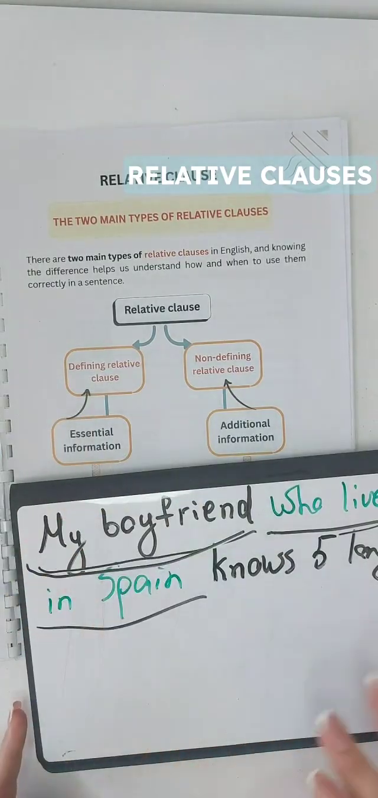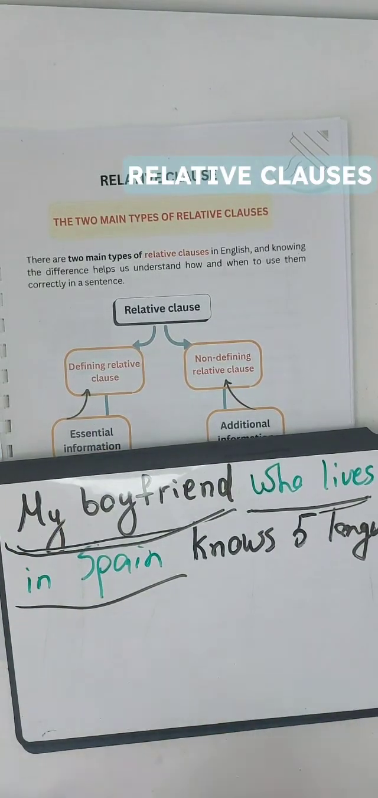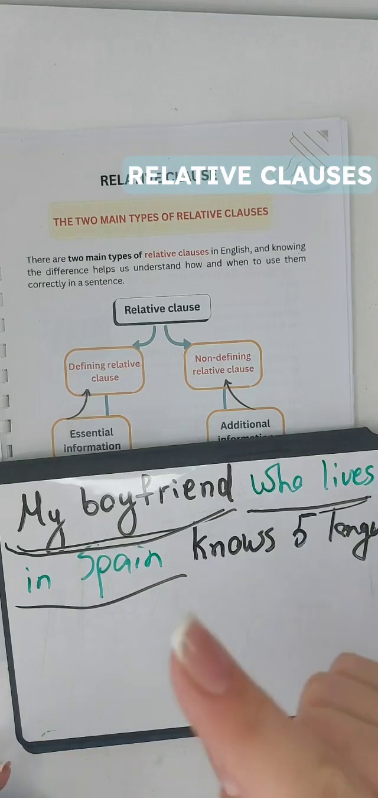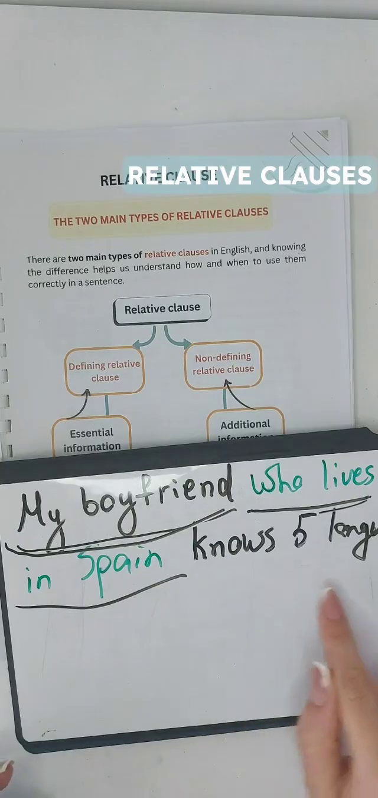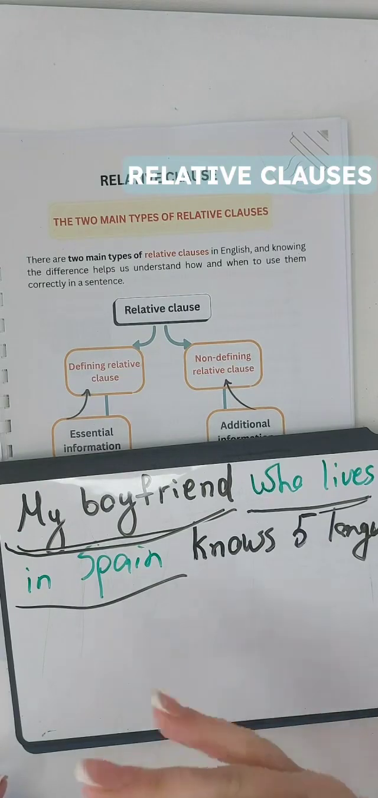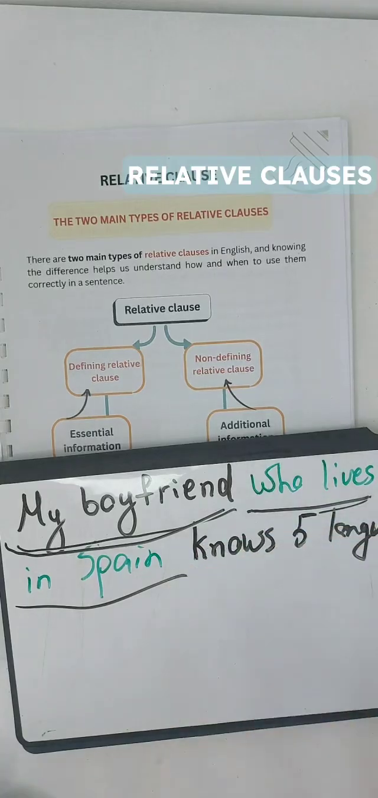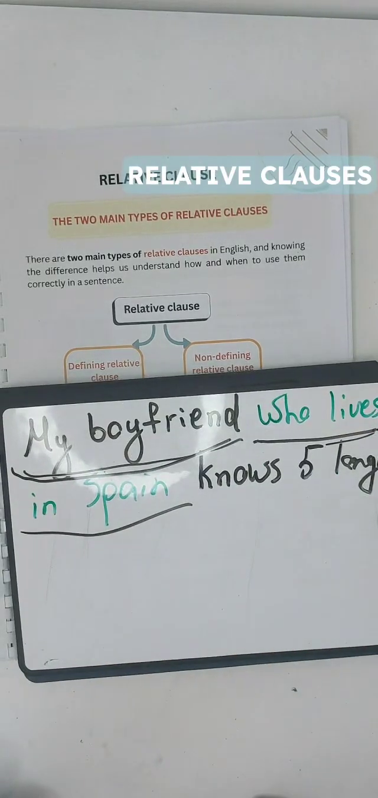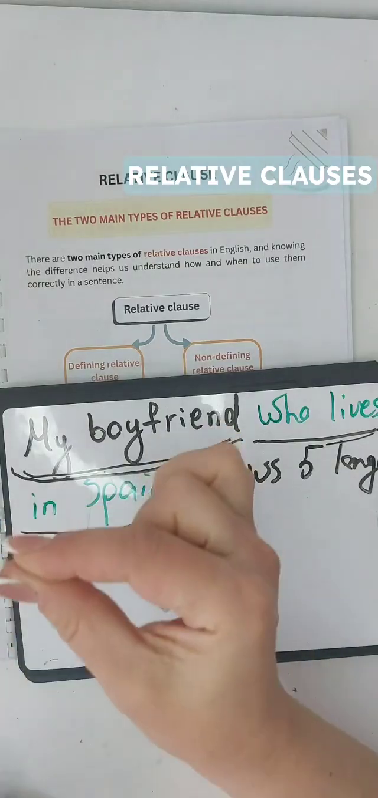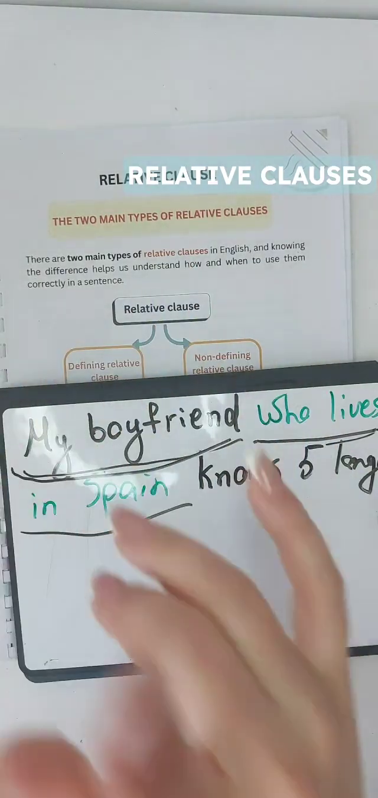So now the listener understands that the one boyfriend that lives in Spain knows 5 languages. So the listener thinks that you have 5 boyfriends, but the one who lives in Spain knows 5 languages. So be careful with commas, of course, in writing.